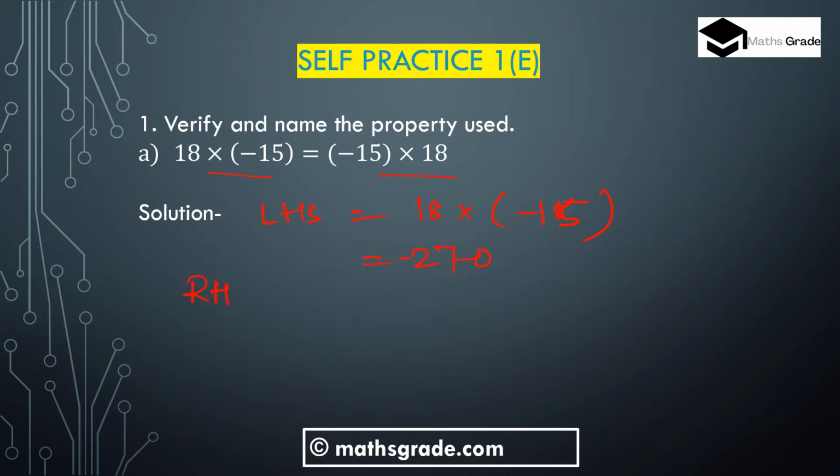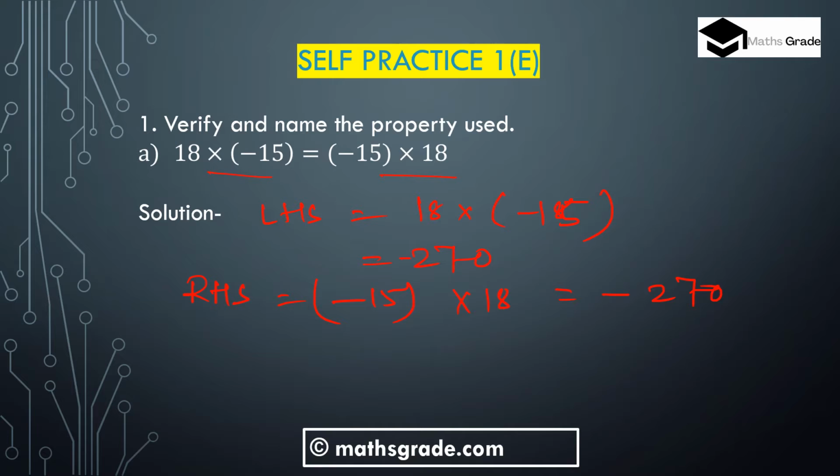Now right hand side is minus 15 multiplied with 18 and 15 multiplied with 18 is 1 multiplied with 1 is 1, 1 multiplied with 8 is 8, 8 plus 5 multiplied with 1 is 5, 8 plus 5 is 13 and 5 multiplied with 8 is 40. So the carryover 1 plus 1 is 2 and 3 plus 4 is 7, 0, 270. Now it is minus 270 because multiplying minus with plus is minus.